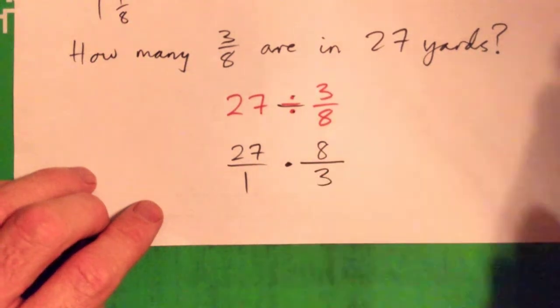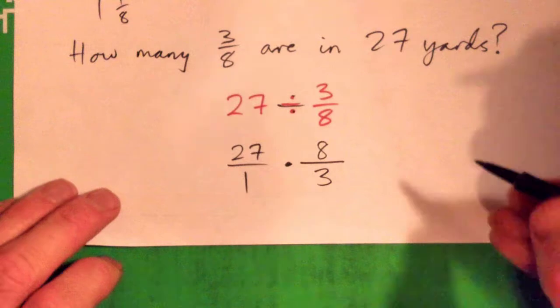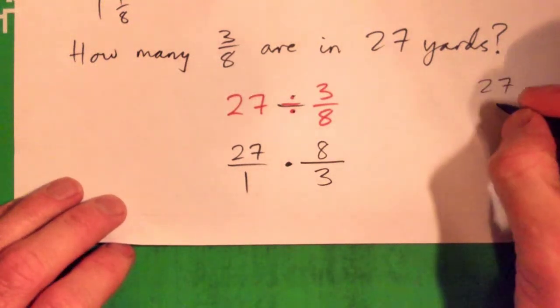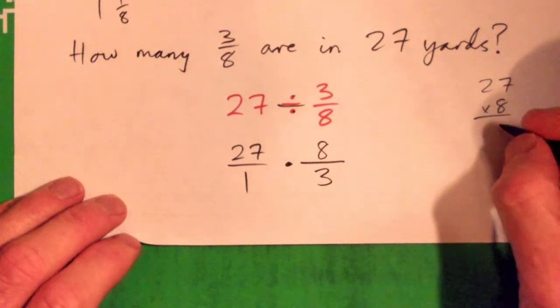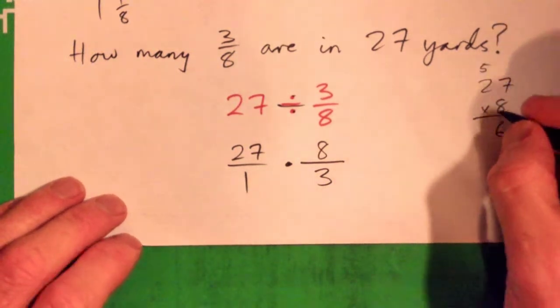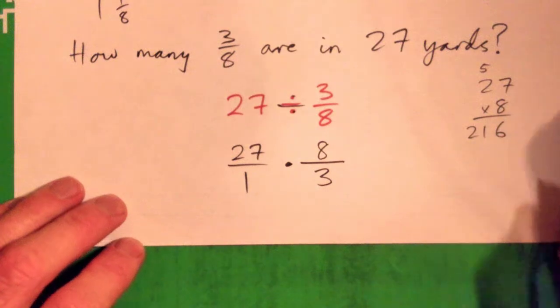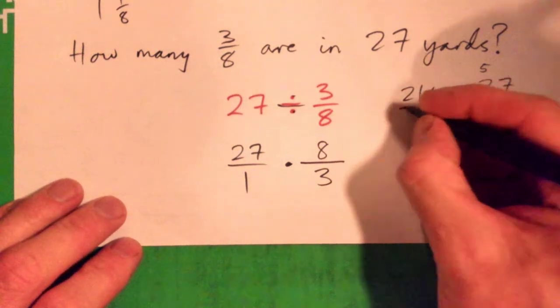8/3. Now, can we simplify before we multiply, or should I multiply 27 by 8? What do you think? Simplify. Yeah, go ahead. I'll race you. I'll be crazy and do this anyway. 216. I got 216 over 3. What did you get?